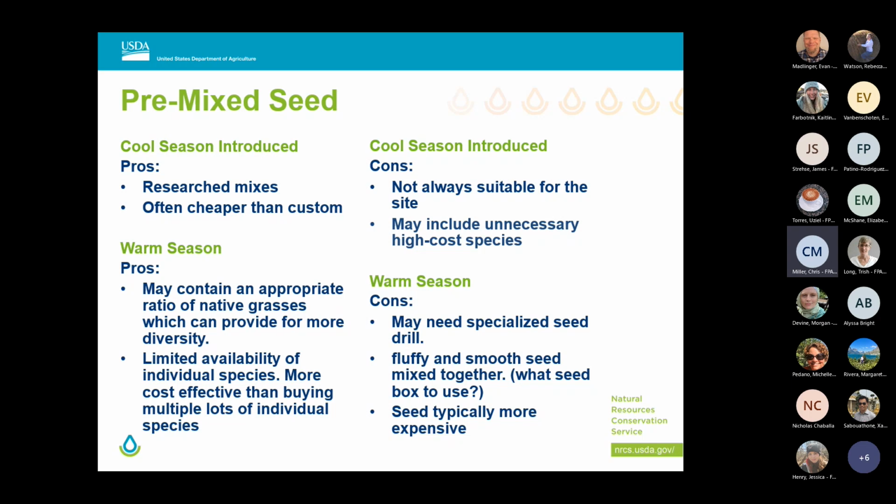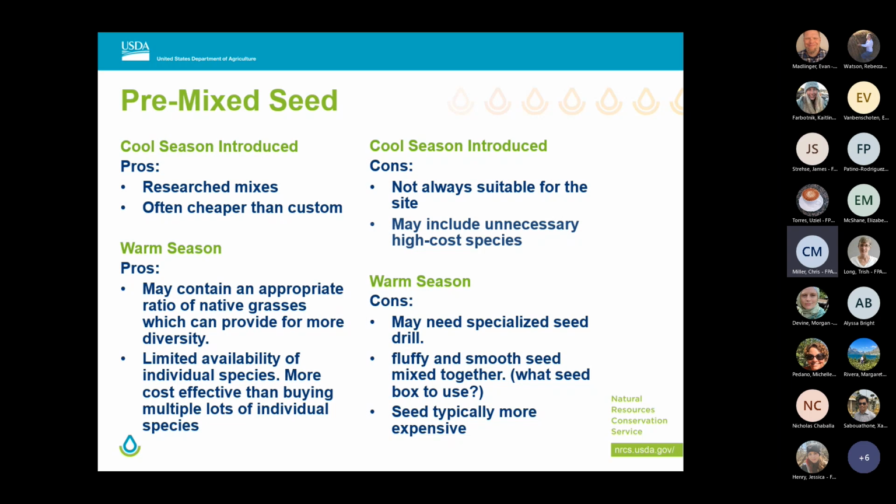So when I was looking at the warm season pros and cons of pre-mixed, I was having a hard time finding a positive for the warm season pre-mixes. But probably the biggest thing is that there is limited availability. It varies year by year, but I got a call from a professor at University of Maryland who was looking for a few hundred pounds of Alamo switchgrass, and she couldn't find it anywhere. Nobody had Alamo switchgrass. So there's limited availability of buying the individual variety species.